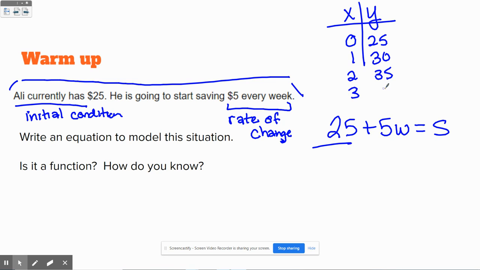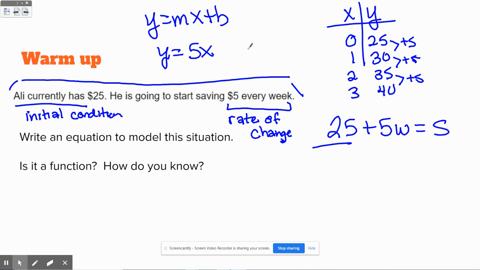And then some of you might have used this as an opportunity to see the relationship is plus 5, plus 5, plus 5. Anytime you have a constant rate of change like that, that will be a linear relationship. And you might have looked at an equation like y equals mx plus b to figure out the slope is 5 because that's the rate of change. And then the y-intercept you can see is right here of 25. Okay, so this is the initial condition rate of change way to look at things. This is the y equals mx plus b.